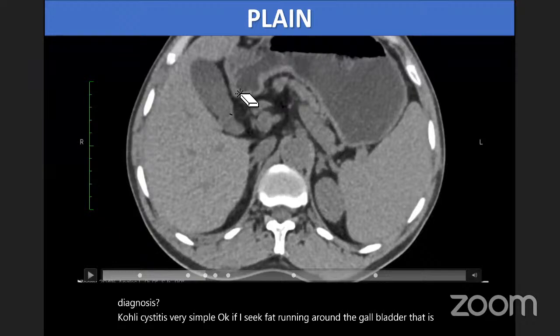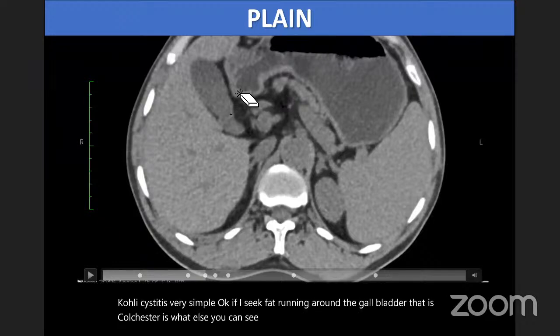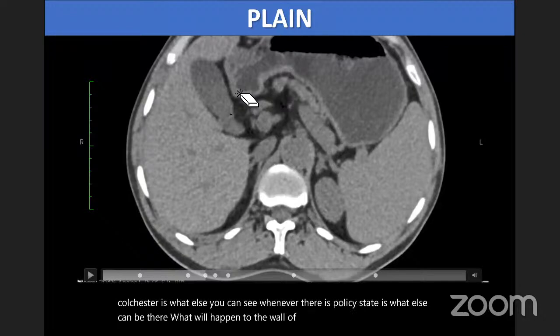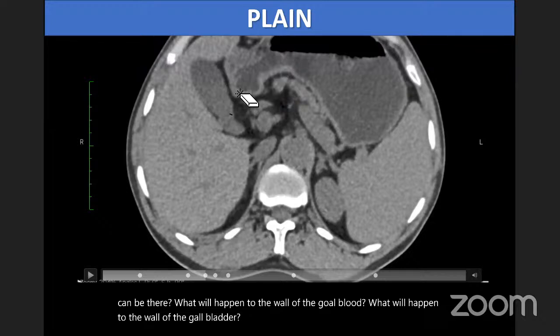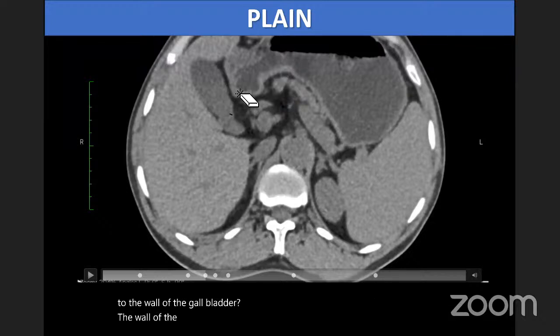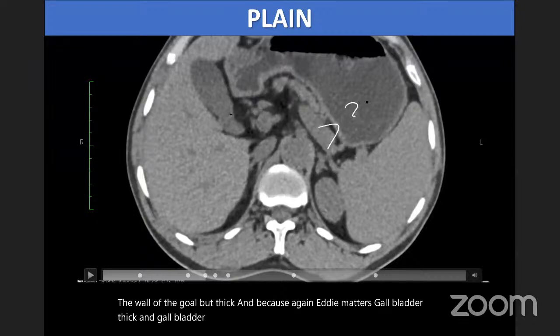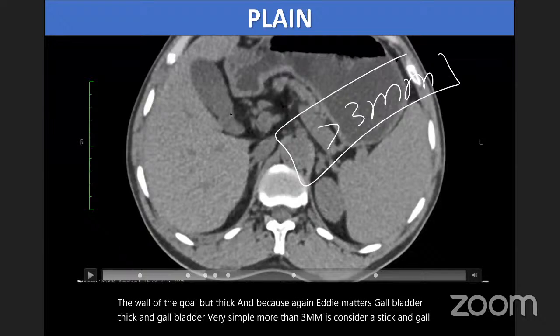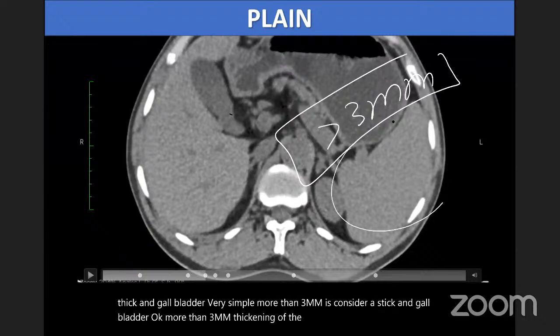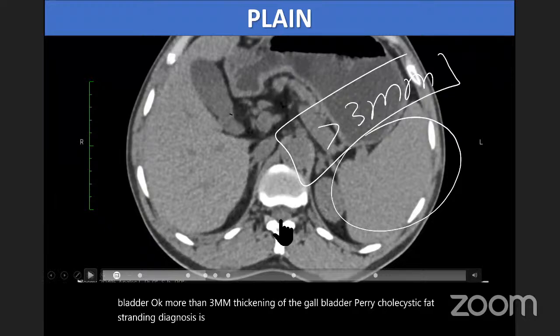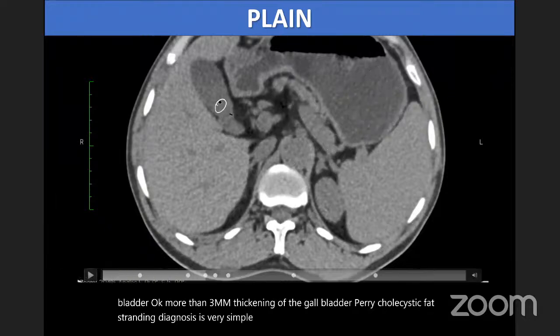What else can you see whenever there is cholecystitis? What will happen to the wall of the gallbladder? The wall of the gallbladder is thickened, because again it is an edematous gallbladder. More than 3 mm is considered a thickened gallbladder. Thickening, pericholecystic fat stranding, the diagnosis is very simple: cholecystitis. Usually we will see a stone inside it.